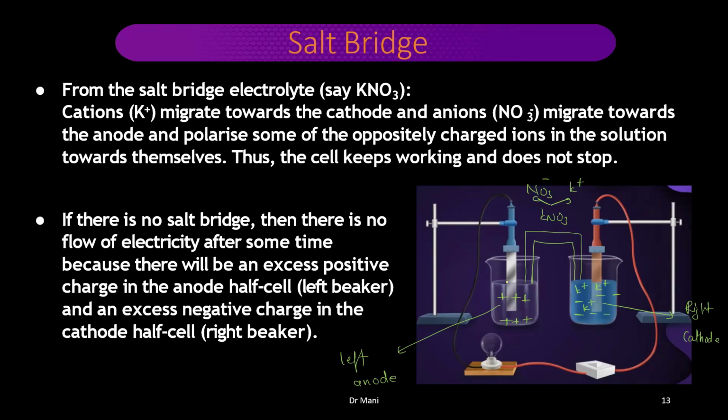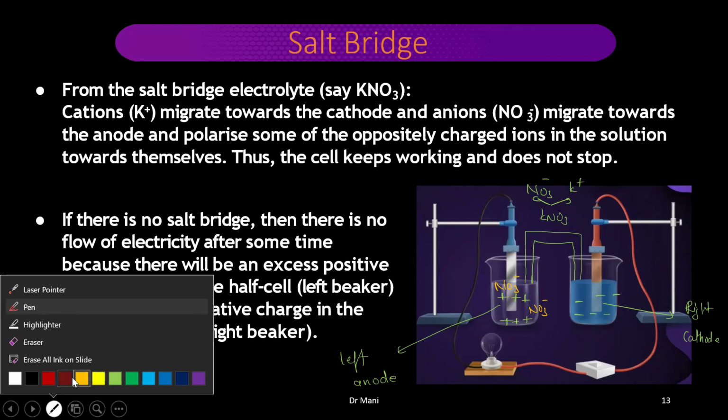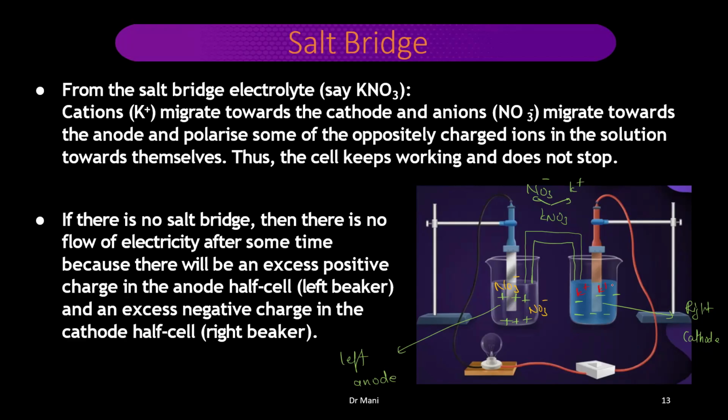So the NO3 minus will come and balance these. Here the K plus will try to balance. So those negative charges which are present here will be balanced by K plus, and those positive charges present here will be balanced by the negative NO3 minus ions. Is this clear? So the oppositely charged ions in the solutions move towards them, thus the cell keeps working and doesn't stop. But if there is no salt bridge, then there is no flow of electricity.